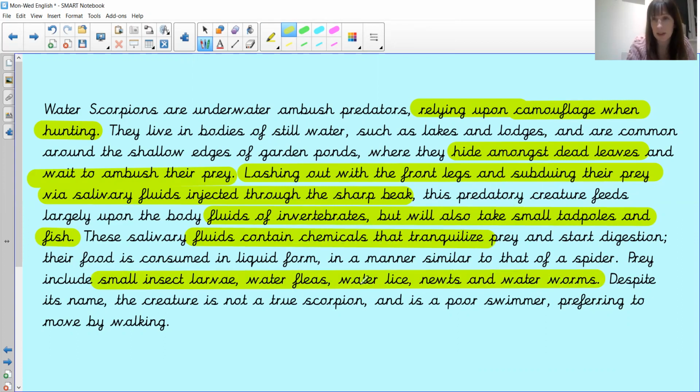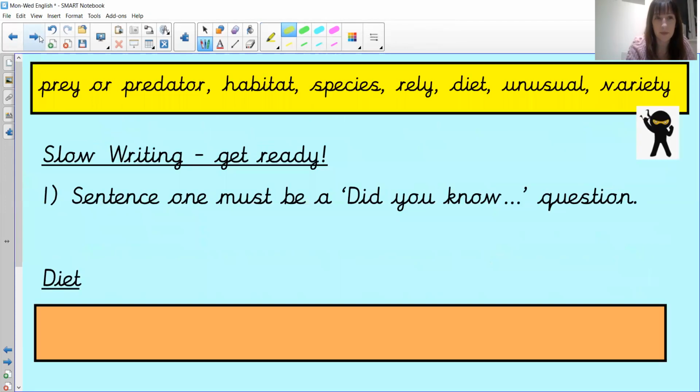So lots of information there, a really exciting paragraph. Definitely made me want to read on and find out more about this creature, and taught me lots as well. It was informative. So today we're going to do something a little bit different that we've not done on Zoom yet. So we're going to do a slow write together.